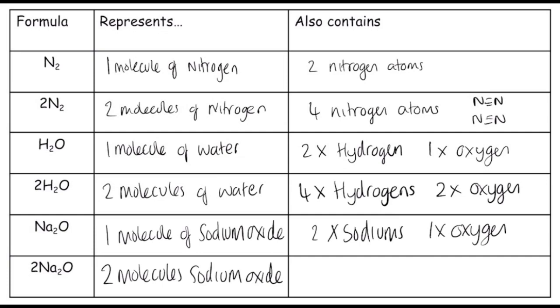So we've got 2 units of, if we were balancing an equation, that would mean we've got 2 moles of, or double the amount of, so that would make 4 sodiums and 2 oxygens here. Now that's really important for when we are balancing equations, that we understand what big numbers and subscript numbers mean in chemical formula. So I hope that's helped.